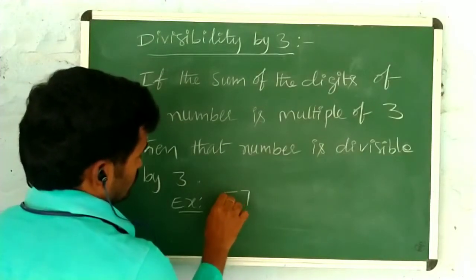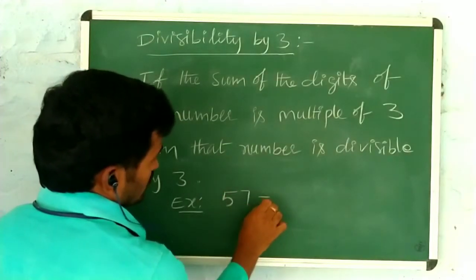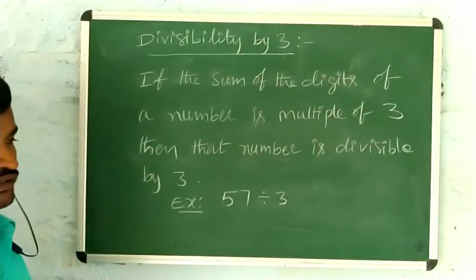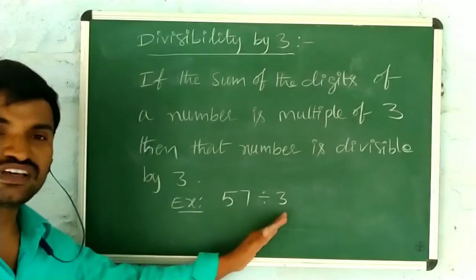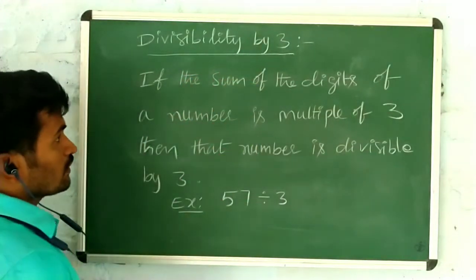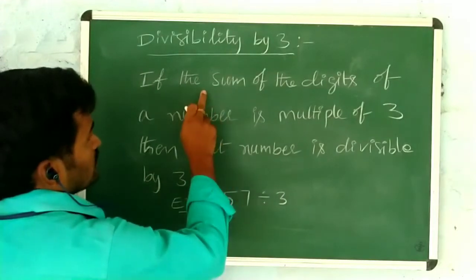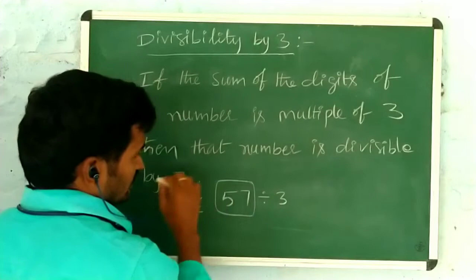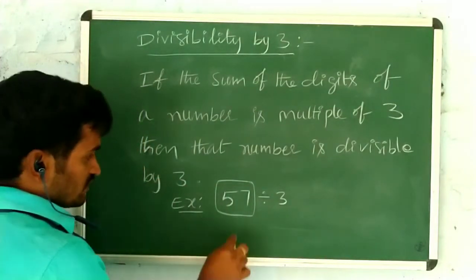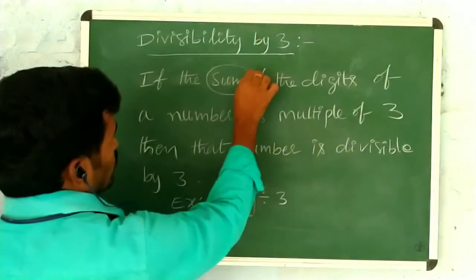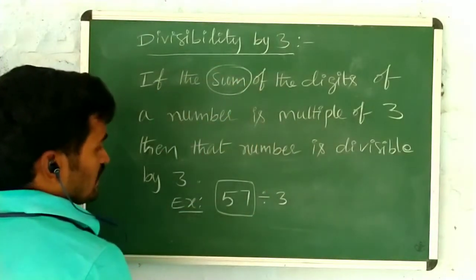57 divided by 3. To check whether it is divisible by 3 or not, we apply this rule, the sum of the digits. Whatever digits are there in the given number, take those digits and add them. Sum means addition.